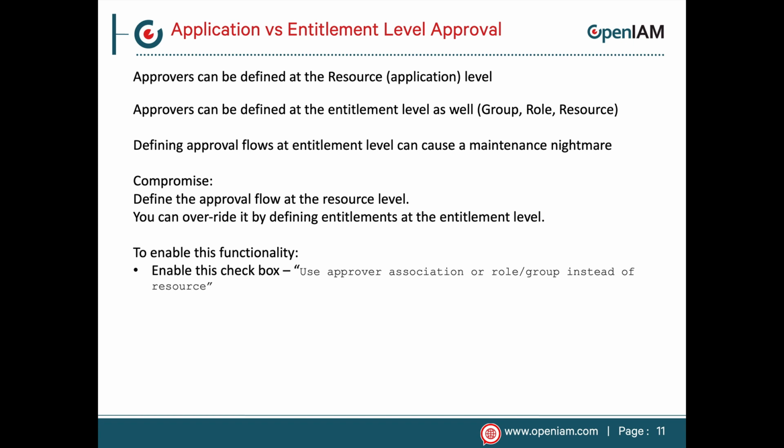Once this is in place, we need to consider how we want to define our approval flow. There are three choices. We can define the approval flow at the application level. We can also define the approval at the entitlement level. However, at many of our customers, they have thousands of entitlements for a given application. Assigning approvers at the entitlement level creates an unacceptable maintenance nightmare. To address this problem, OpenIAM allows approvers to be defined at the application level and then overridden, as needed, at the entitlement level. To enable this option, you only need to enable the Use Approver Association on Role or Group option on the Workflow System Configuration screen.